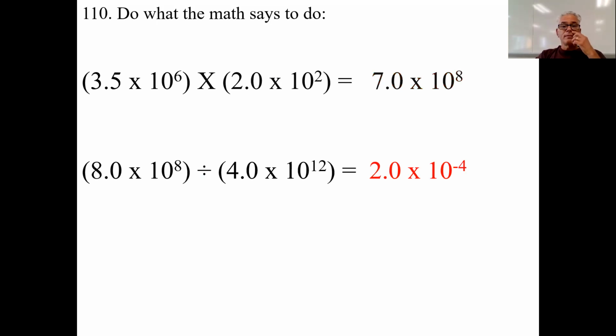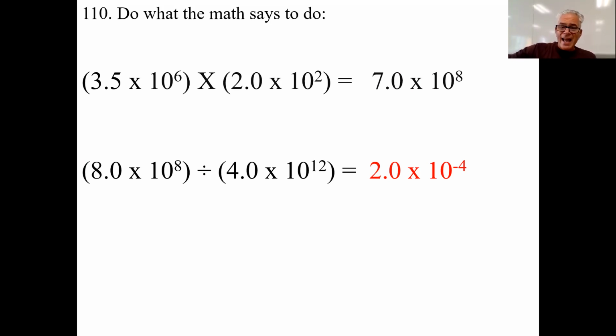Now for the next one, 8.0 divided by 4.0, that's division. 8 divided by 4 is 2, and we subtract the exponents. So watch, 8 minus 12, woo, we're going to be in the negative numbers. We're dividing a number by a bigger number. You're dividing a small number by a big number, you're going to get a decimal. In this case, because it's scientific notation, you have a negative exponent.